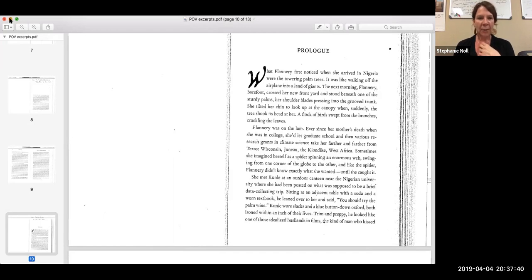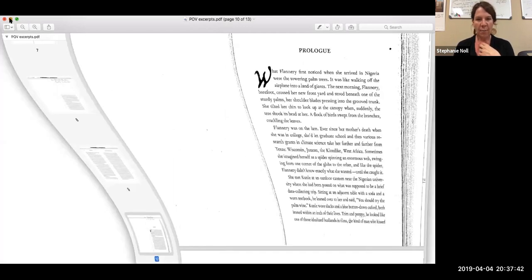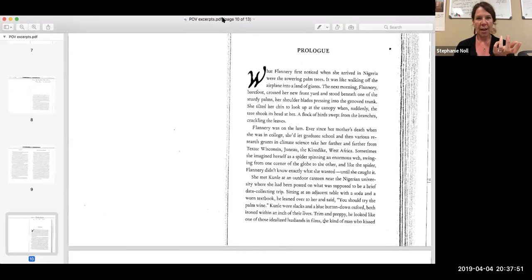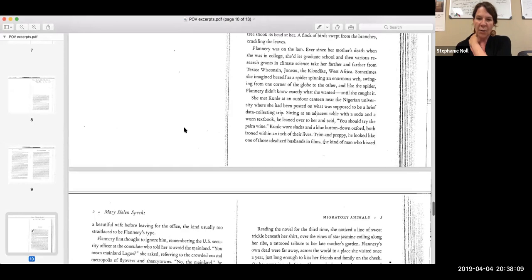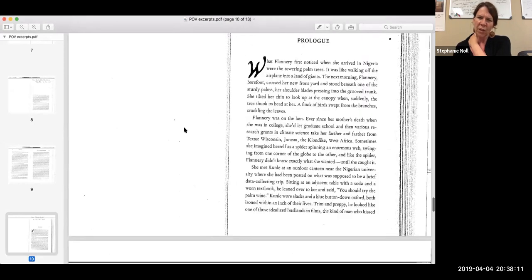Let me look at my question one more time. How does the point of view give a sense of character and place? So I sort of answered the first part by saying we know who Flannery is. Is there anything else, if you read this excerpt before we came in here together, that you noticed about the fact that it was from Flannery's point of view?